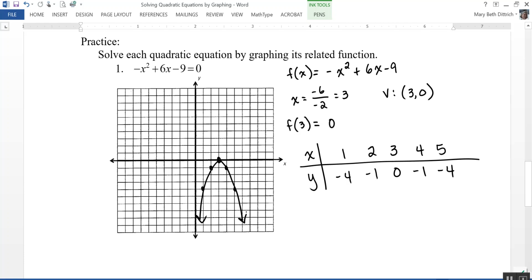Okay, so there's what my graph looks like. So this has one real solution, which is this point right here, x equals 3. And this is an example of a quadratic equation that has one solution because its graph only just touches the x-axis. It doesn't actually cross it. And to be honest, I could have seen this in the table because I saw that my vertex had a y-coordinate of 0. So that means that this x value is going to be my one and only solution.